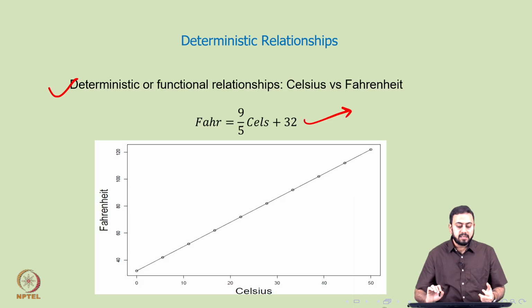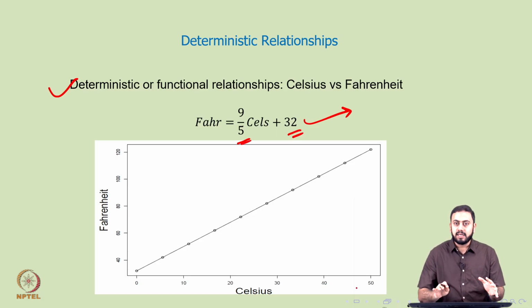And then why is this relationship called deterministic? Because if you feed in any Celsius value here, the equation should yield a particular fixed Fahrenheit value, right. And why exactly? Because these constants here, 9 by 5 and 32, are fixed, isn't it? So there won't be any change in these two constants. So if you have a scatter plot between Celsius and Fahrenheit, you will see that all the points are lying exactly on a straight line, okay.